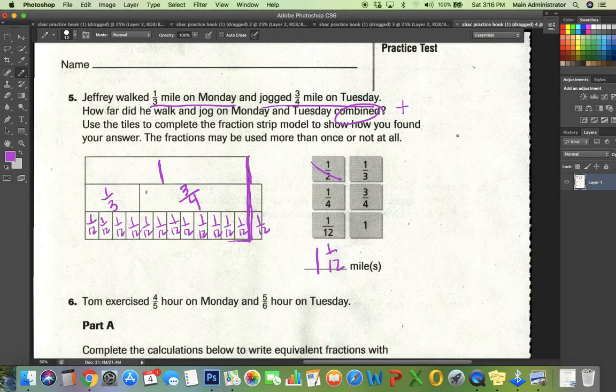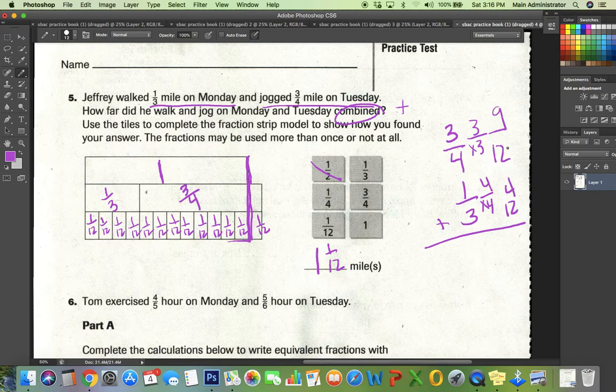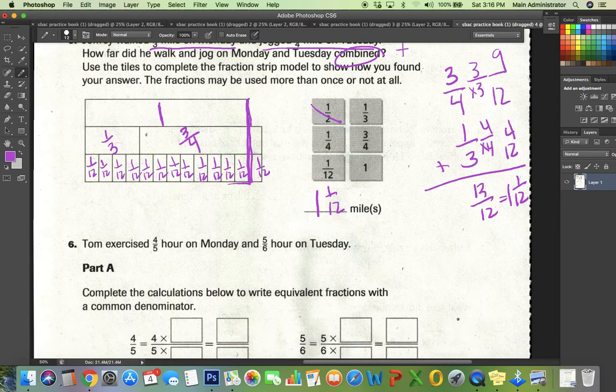Add it up, just to make sure. 3/4, 1/3. I'd have to make these denominators into 12. Multiply that by 4, multiply that by 3, which means I'd multiply the top by 3 and the top by 4. 9 plus 4 is 13, and that would equal 1 and 1/12. Perfect, we're correct. Let's take a look at number 6.